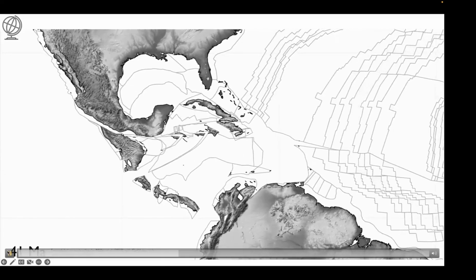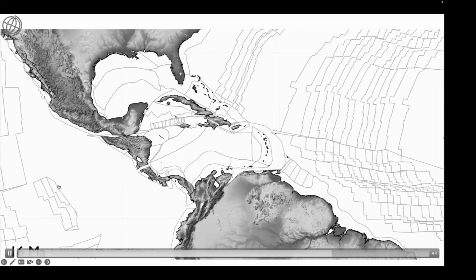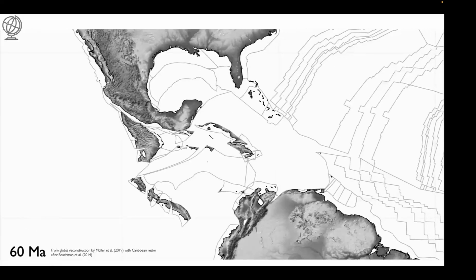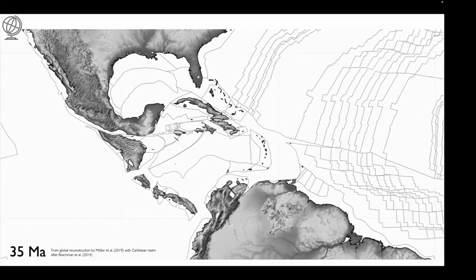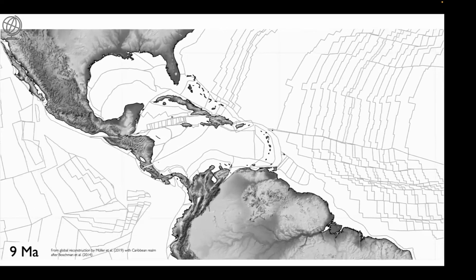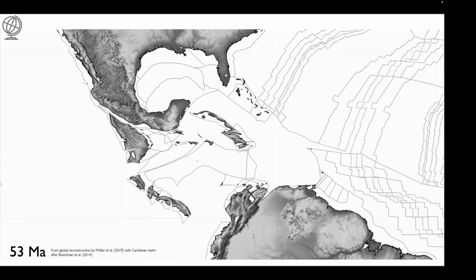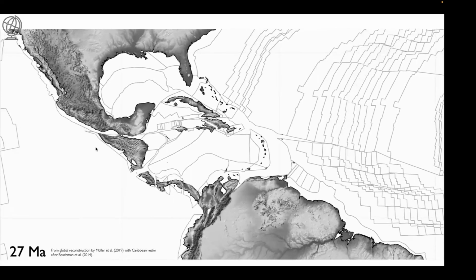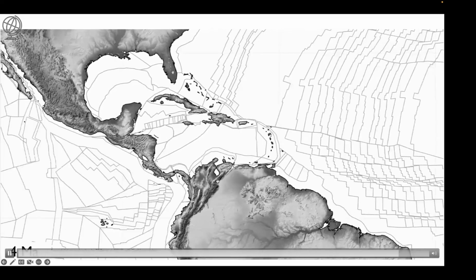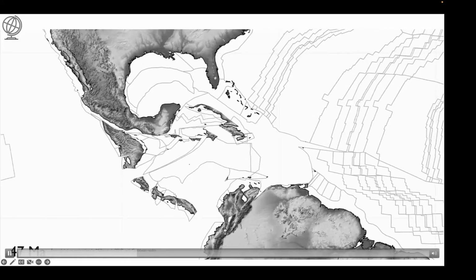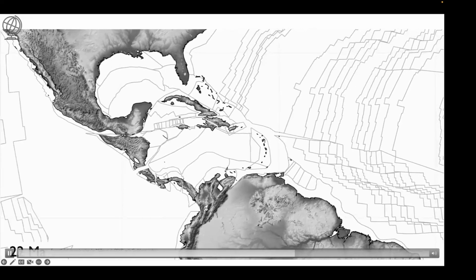But as we've seen in Colombia, we do have right lateral strike slip on the Romeral and Cauca faults. So I don't know if there's that much displacement, but there is evidence for some of that right lateral motion in the central and western Cordillera of Colombia.